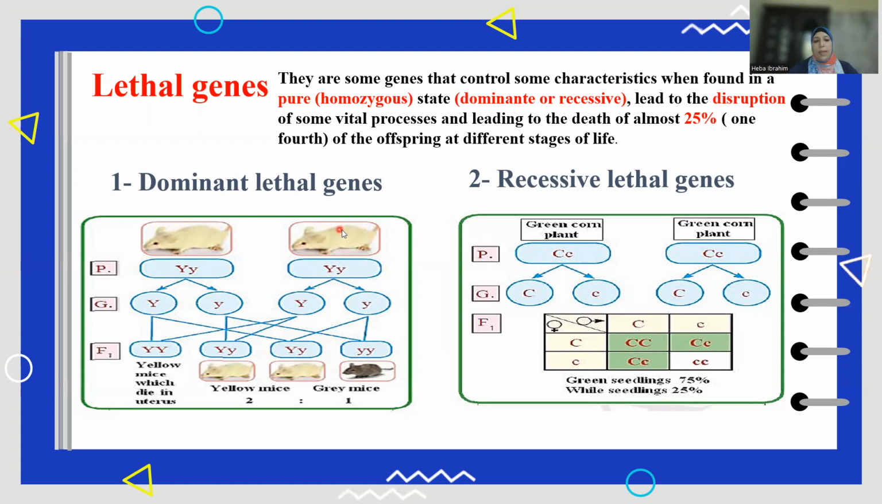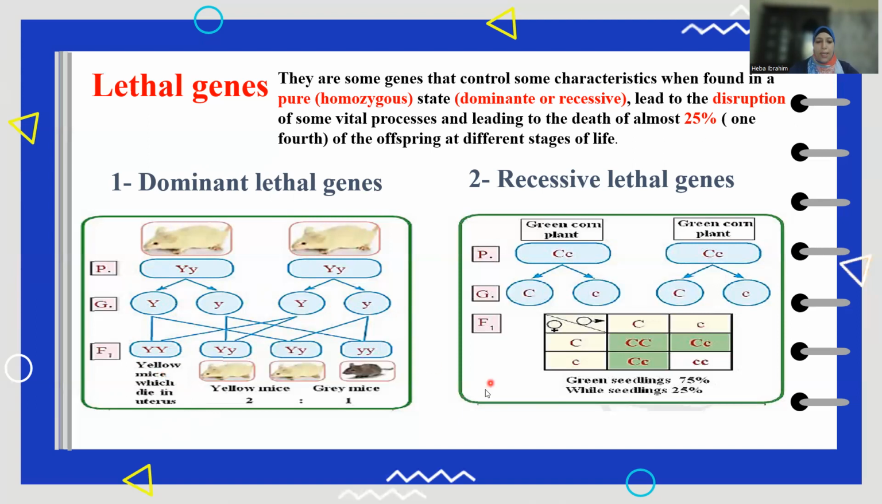What about the dominant lethal genes? If two yellow fur mice are crossed together, their genotypes are Y capital Y small, Y capital Y small, gametes Y capital, Y small, Y capital, Y small, the products will include Y capital Y capital. And here is our case. Y capital Y capital means pure dominant genes, and this gene is a lethal gene. So this individual will die inside the mother's uterus before birth.